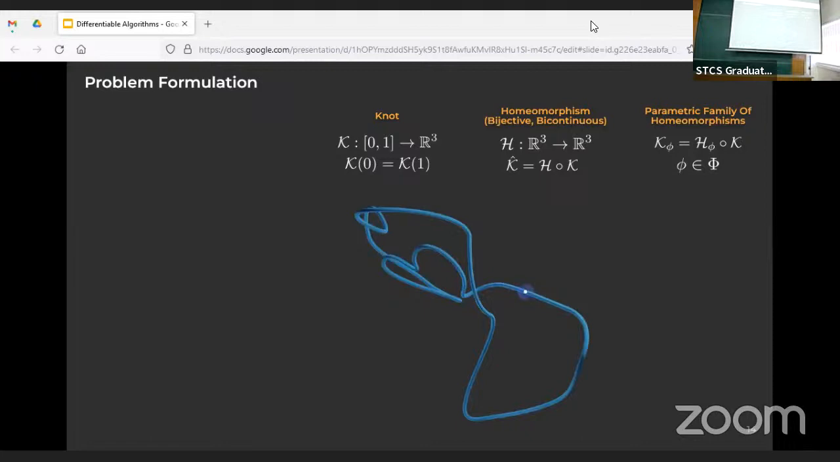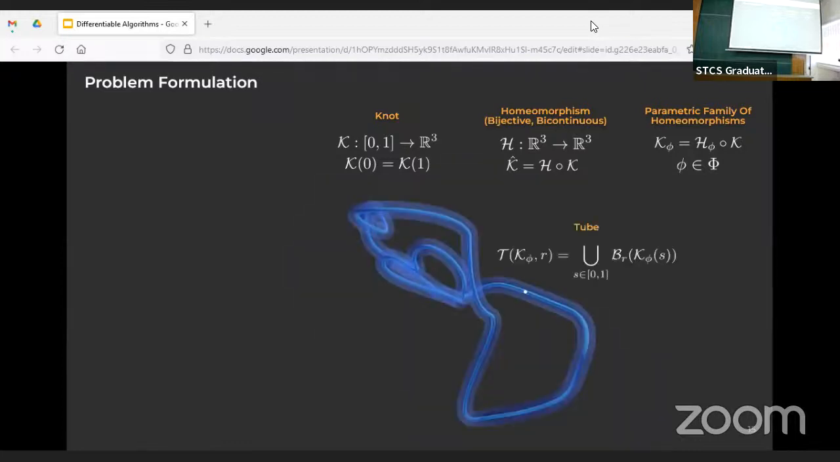Now, in order to create wire-structure type objects, we need a tube-like structure. So given a knot, we would take a point on it and take a sphere of radius r, and we would trace the sphere along this entire curve to get a tube. So this is a tube which is the union of all the r-radius balls along the curve.